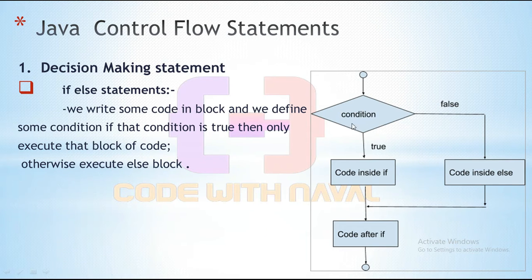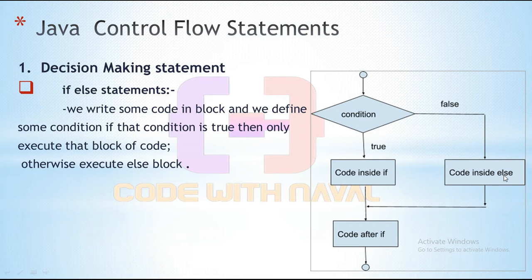Here you can see we simply define one condition, and if that condition is true, then only execute the code inside the if block, otherwise execute the else block code. In the last video we saw the simple if statement. In an if statement we only write one block. If that condition is satisfied, then only execute that if block code, otherwise directly jump to the next line. But here we have two options. If true, then execute one code. If false, then execute another code.